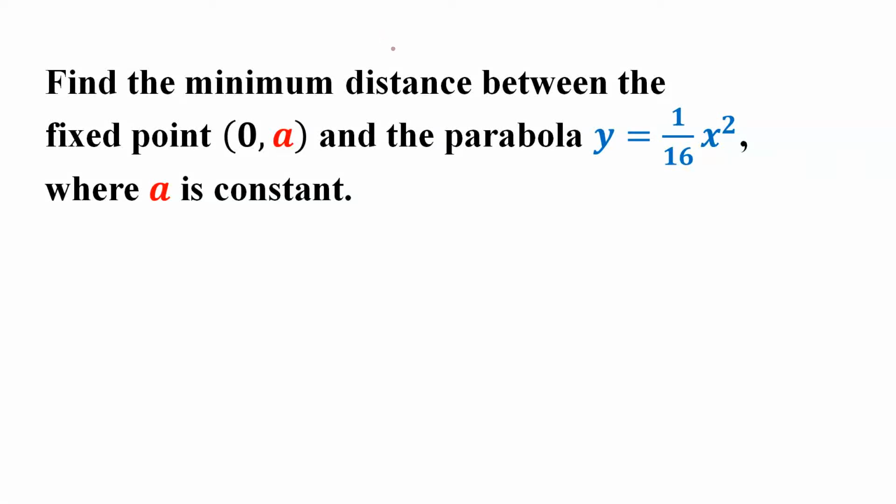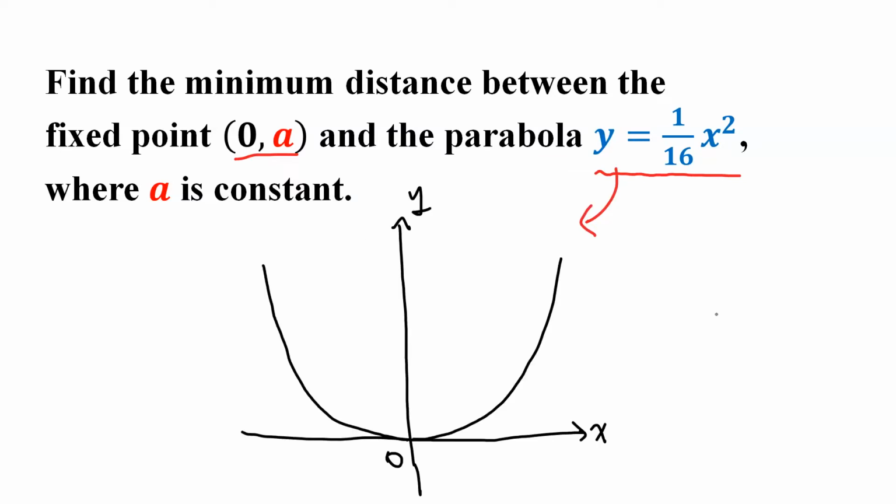Today we are going to find the minimum distance between the fixed point (0, a) and the parabola y equals 1/16 x squared, where a is constant. So y equals 1/16 x squared is the parabola that is convex and has the point (0, 0) as its vertex, and (0, a) is a point on the y-axis.